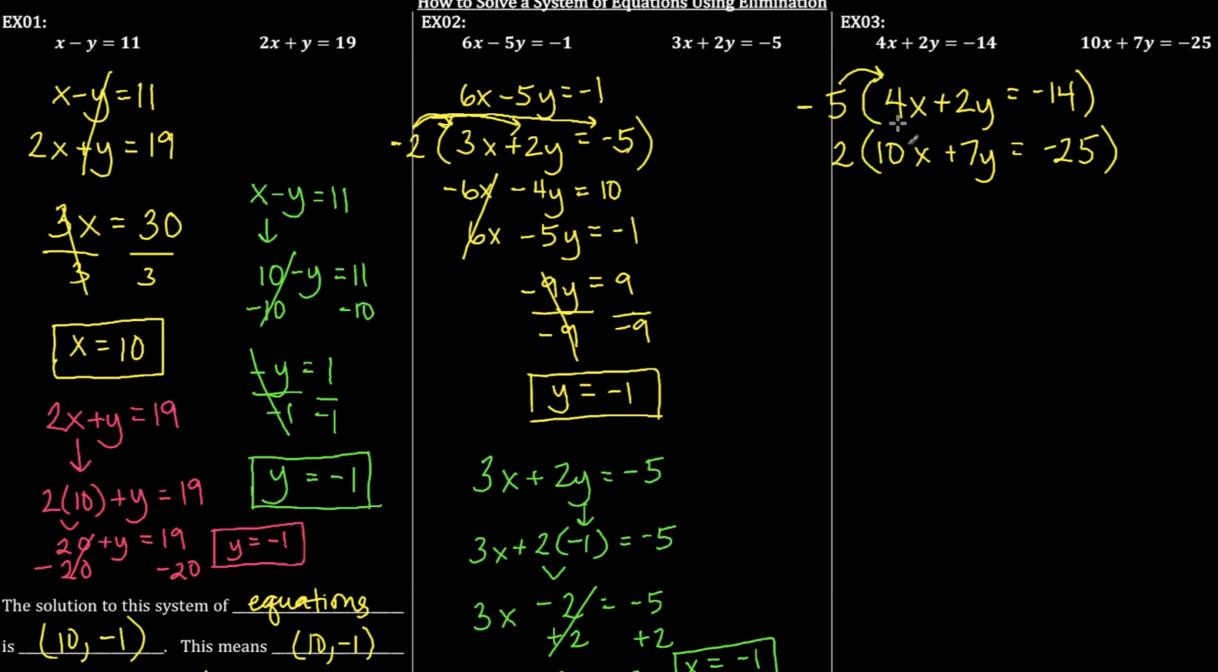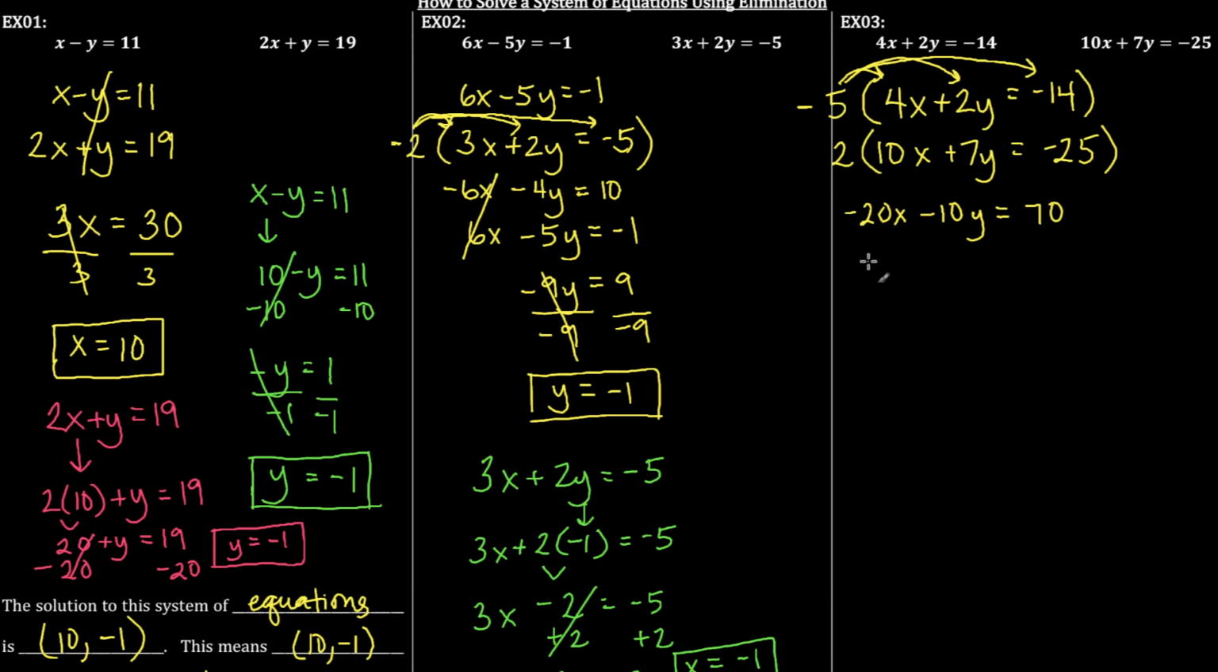So -5 times 4x is -20x. -5 times positive 2y is -10y. And -5 times -14. So a negative times a negative is a positive. 5 times 10 is 50. 5 times 4 is 20. So that's 70. All right.